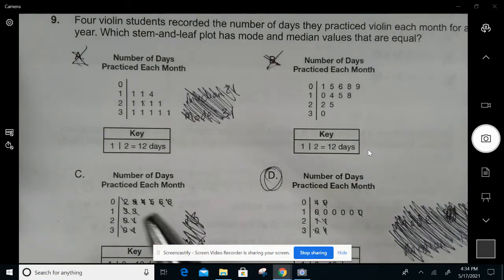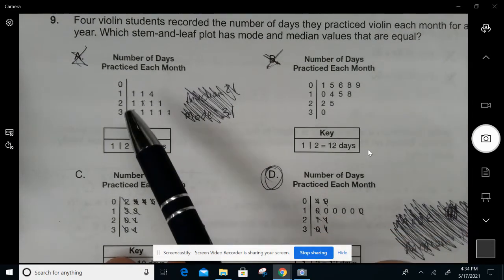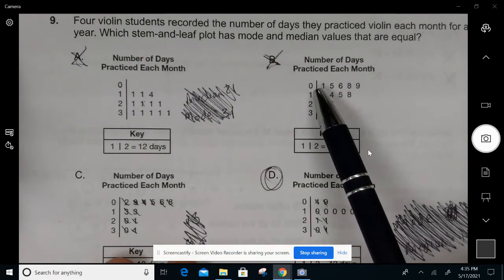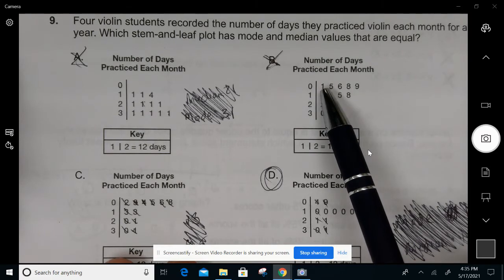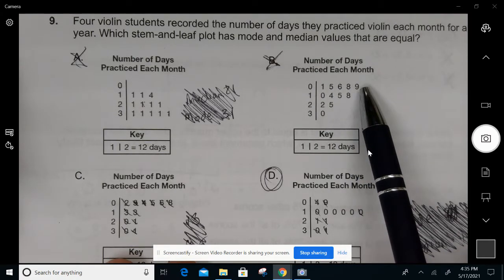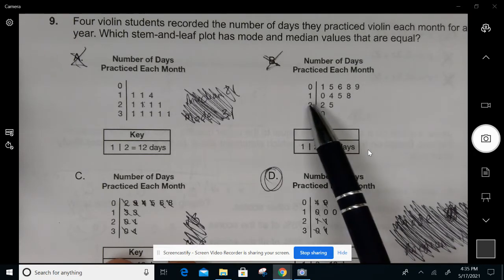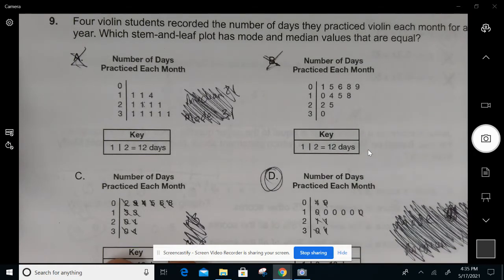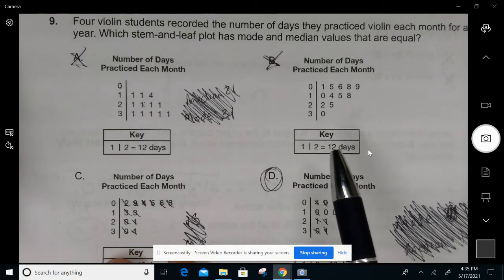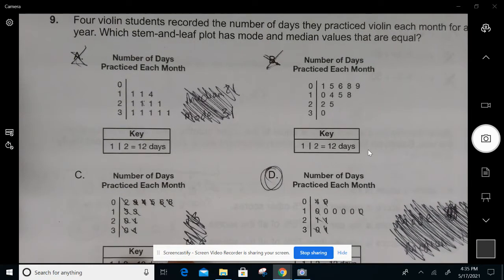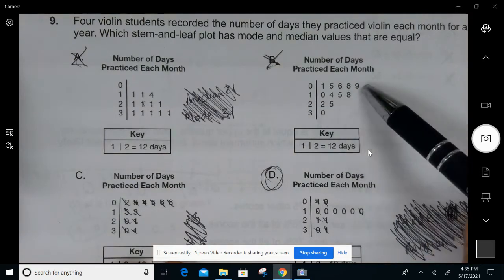But I can definitely help with the meaning of this at least, which is each of these things represents a number. For example, over here with 0, 0, 1, this is the number 1. This is 5, 6, 8, 9. 1, 0 is 10, 14, 15, 18, 22, 25, and 30. You can see the key there, 1, 2 is 12. So the number out in front is the tens spot, and each of the numbers in the back represents the ones spot.